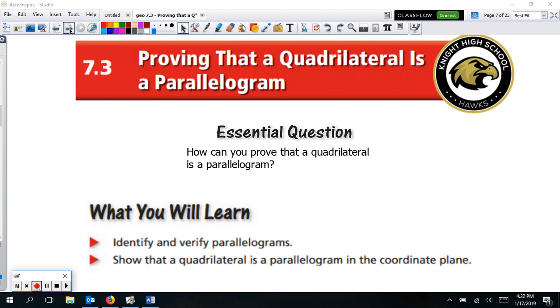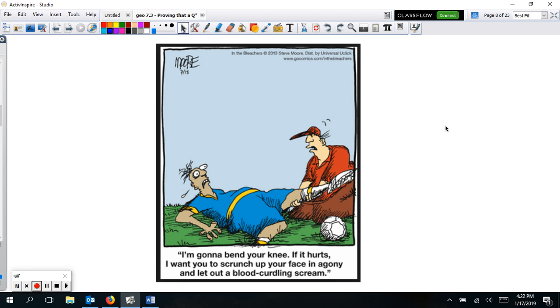Alright, so before we get started, let's do a little comic strip here. This is "In the Bleachers." So this looks like a soccer field here. "I'm going to bend your knee. If it hurts, I want you to scrunch up your face in agony and let out a bloodcurdling scream." Bloodcurdling scream. I always think that one's funny. I always love "In the Bleachers."